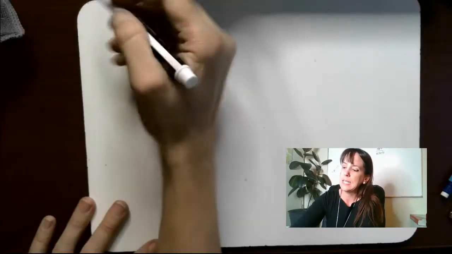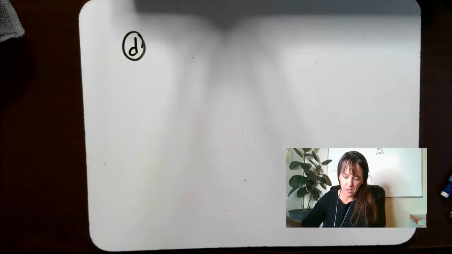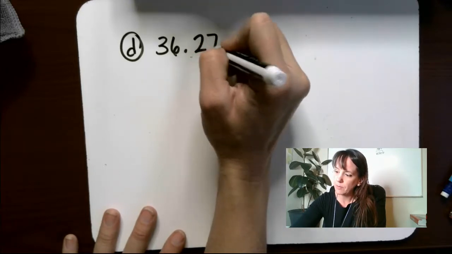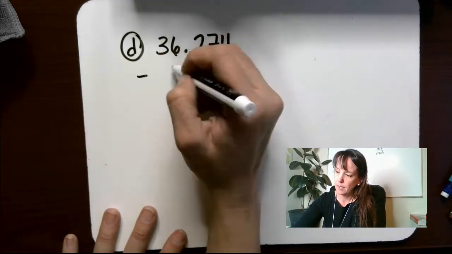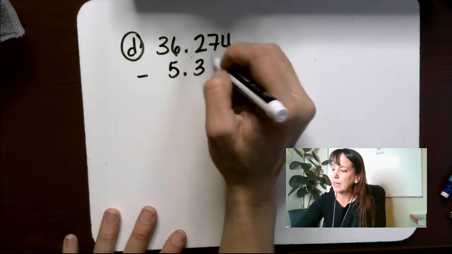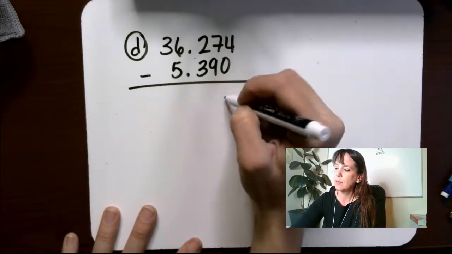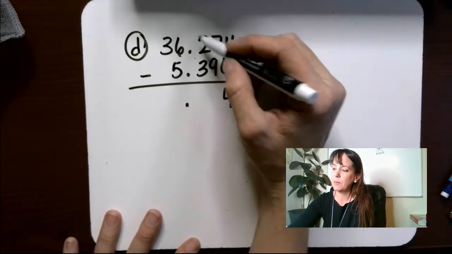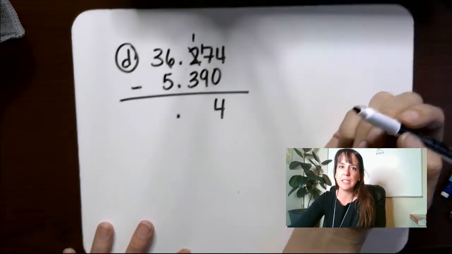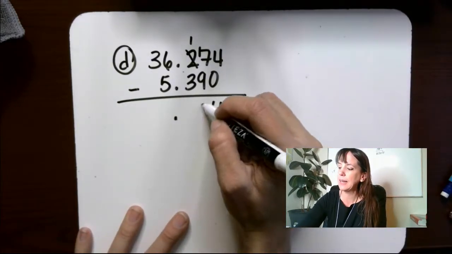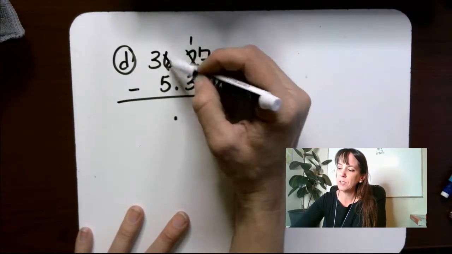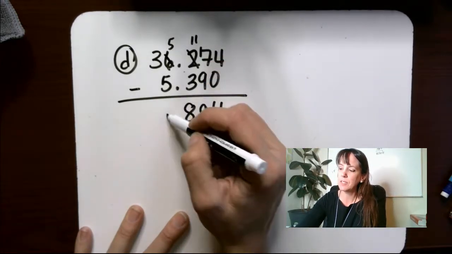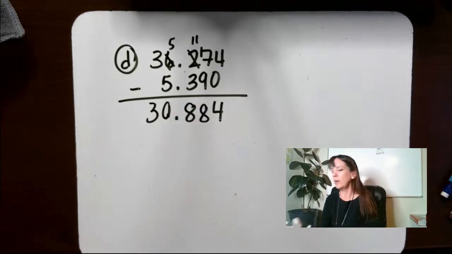All right, let's look at D. 36.274 minus 5.390. That's going to be 4. Bring your decimal down, right? So I can't borrow there, so we're going to do that 1. That's going to be 17. 17 minus 9 is going to be 8. 1 minus 3 I can't do, so I'm going to borrow. Make that 11. That's going to be 8. 5 minus 5 is 0. 30. So 30.884.